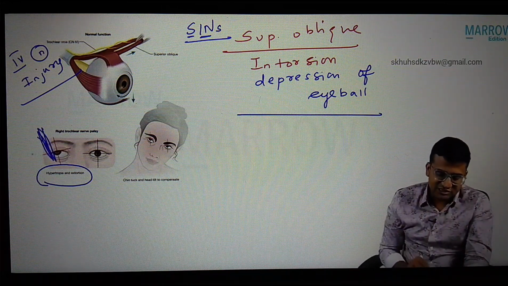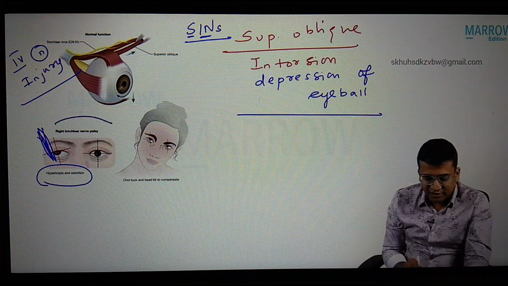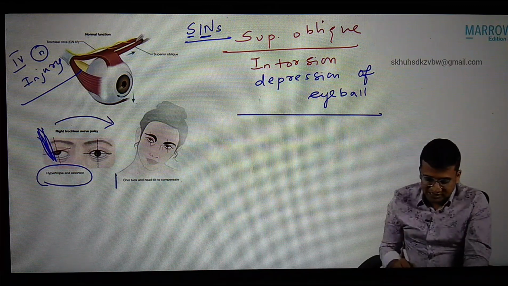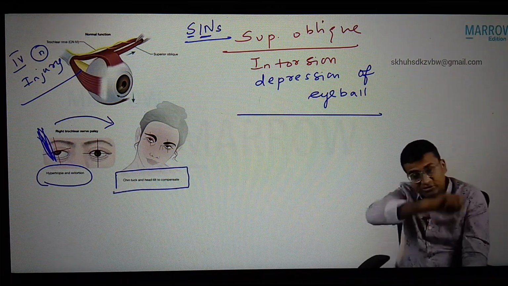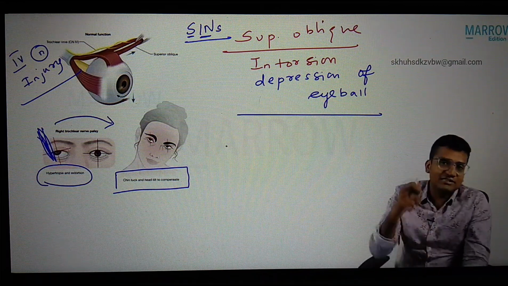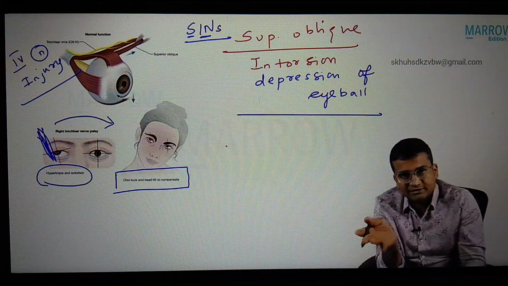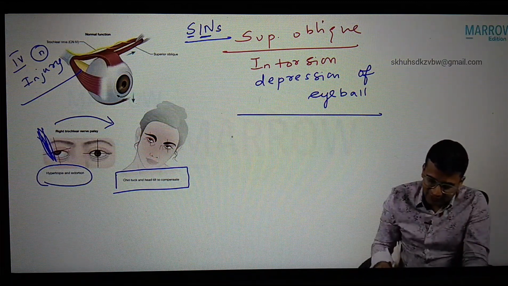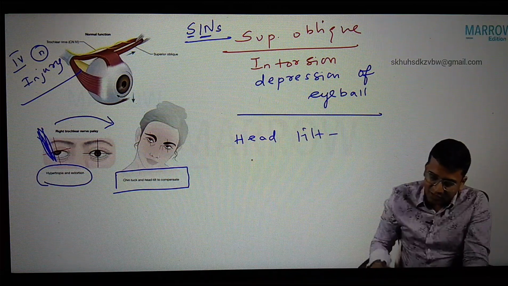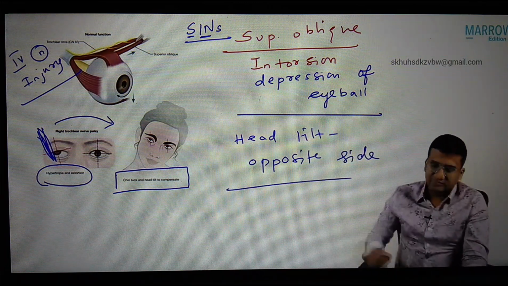The patient is having extorsion. So if you want to correct the extorsion, then the patient has to tilt the head towards which side? On the opposite side. So the patient is tilting the head on the opposite side to compensate the extorsion. So in the case of trochlear nerve palsy, where will be the head tilt? The head tilt will be on the same side or opposite side? Opposite side. So in the case of trochlear nerve palsy, the patient has head tilt on the opposite side. Okay.